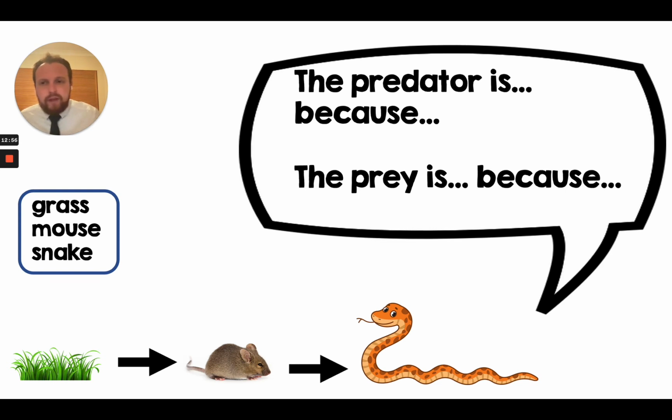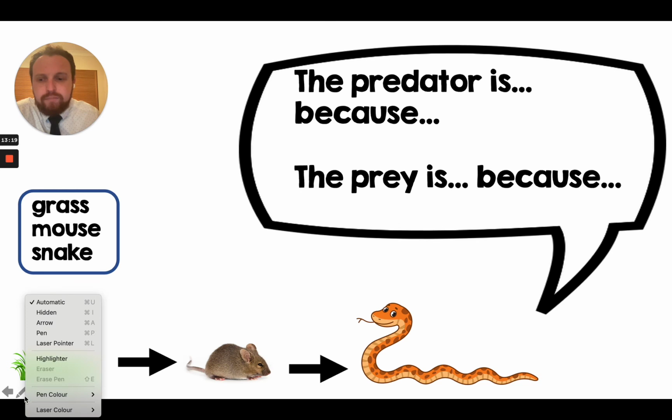Okay, hopefully you've done that. If not, just hit pause now and have a bit of extra time. But I'm going to go through the answers to this one. So, the predator in this food chain is the snake, because the snake gets its food by hunting other animals. In this case, the snake hunts the mouse for food, which means the prey is the mouse because it is hunted by the predator.